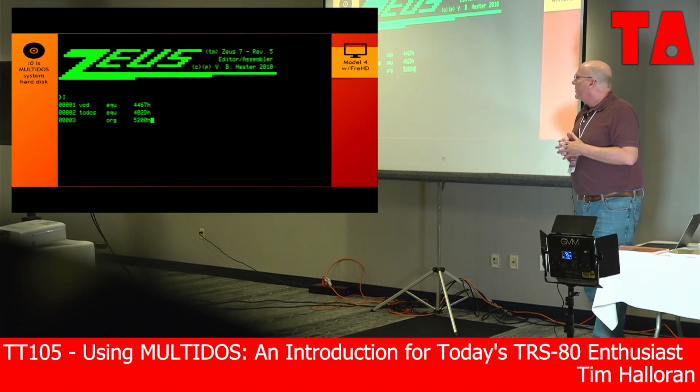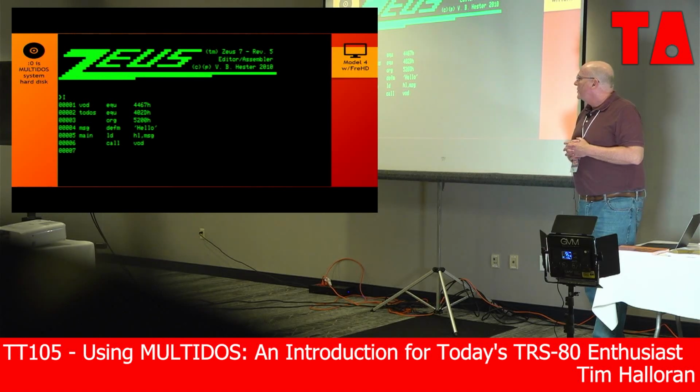So 5200H. And my goal here is I want to print hello Tandy assembly, but I'm going to make a mistake here. We'll see this. So I just did hello. So this is me defining my string. Then I'm going to start the actual code of the program, which is at main. So I'm going to load into the HL register the address of message. Then I'm going to call VOD, which will output it. And then I'm going to call toDOS, which will end my program. So this is a little hello world program in Z80 assembly.